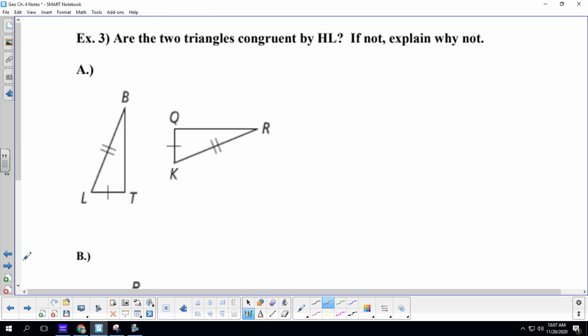All right, so let's take a look at some more examples. Are the two triangles congruent by hypotenuse leg? If not, explain why not. These ones are a big no-no because there is no right angle. In order to use hypotenuse leg, you need a right angle, you need the hypotenuse, and the leg. So, oh, so sad.